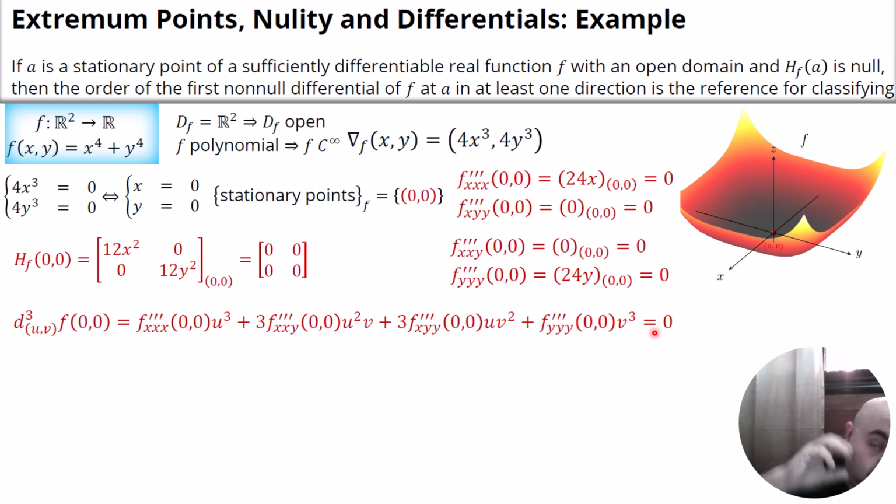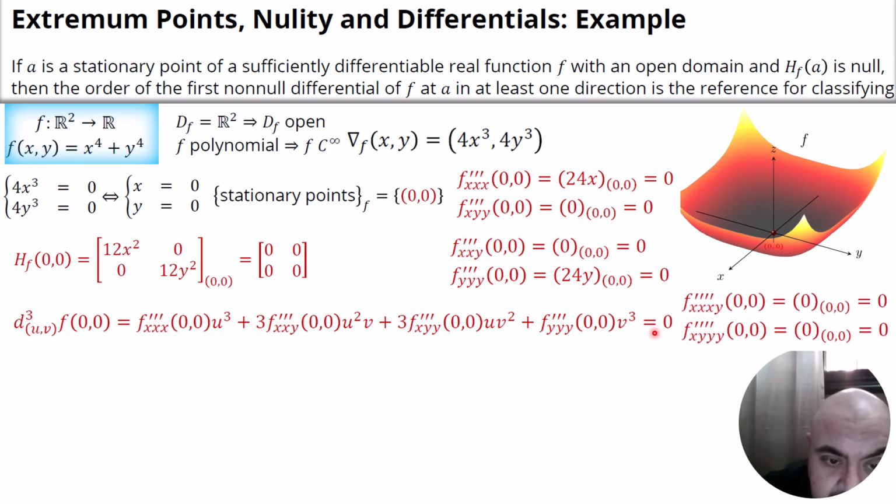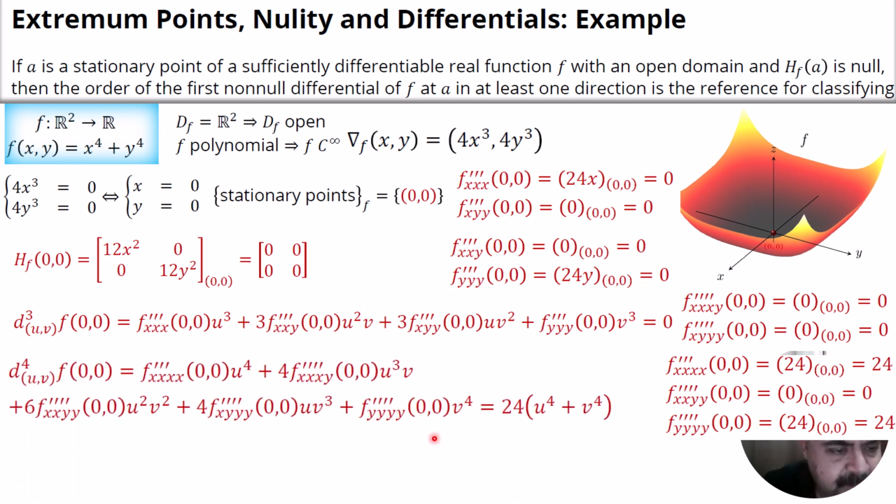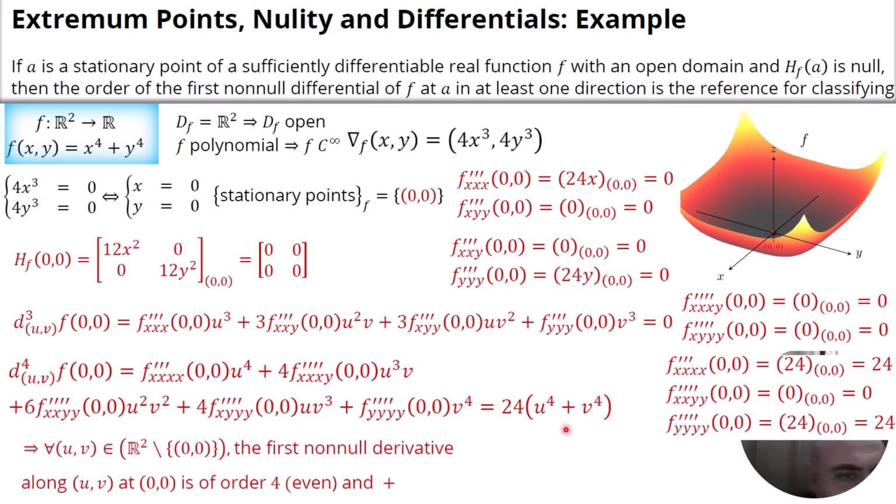So the first odd is null. I will have to differentiate more. Once more, the good news is 24x, that's the only term that will appear, and 24y, the only other term. Other than that, it's going to be zeros. So doing so, getting the fourth derivative and substituting by all of these values, I will have 24 times x to the power of 4 plus y to the power of 4, which means at 1 and 1 or so, it's going to be greater than 0.